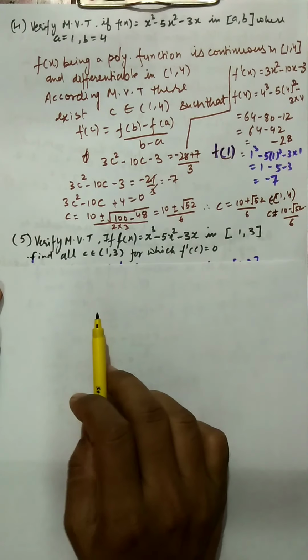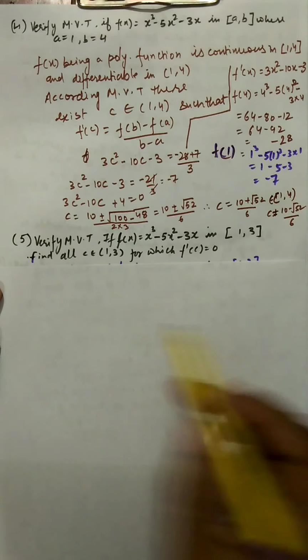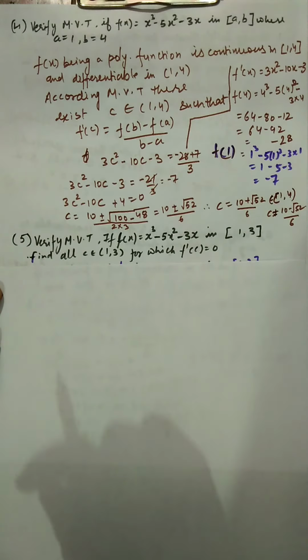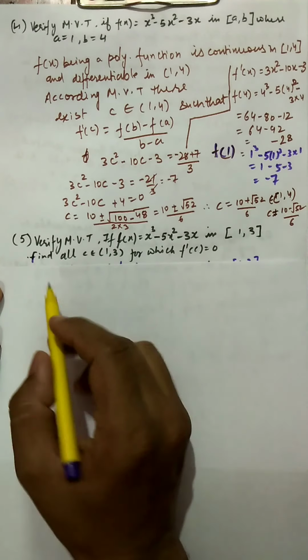Let us discuss one more question based on the mean value theorem. This says verify the mean value theorem. Fx is given in the interval 1 to 3. Find all c belonging to 1 to 3 for which f dash c equal to 0.